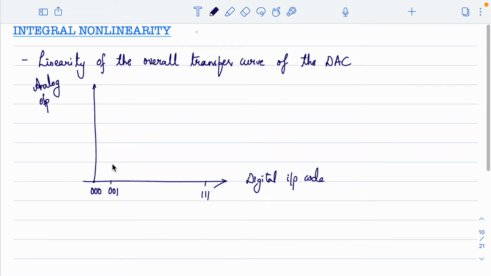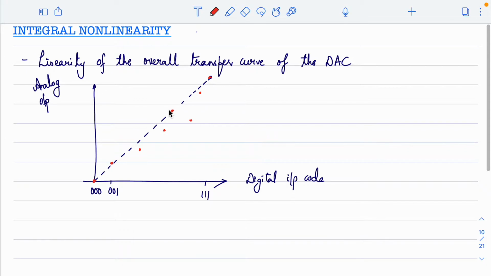Now, let me just draw this as the ideal curve, right? So assume that this is the curve. Now, if you look at the individual LSB points, always it will not be having a perfect ideal step height or ideal step multiple at the output. Maybe I'm referring to these points: 0, 1, 2, 3, 4, maybe 5, 6 and 7. Assume that we have 8 points over here, right?